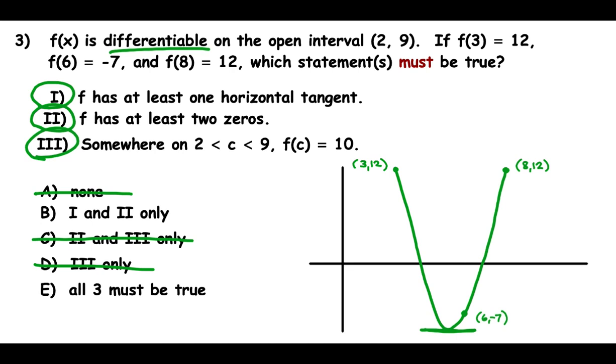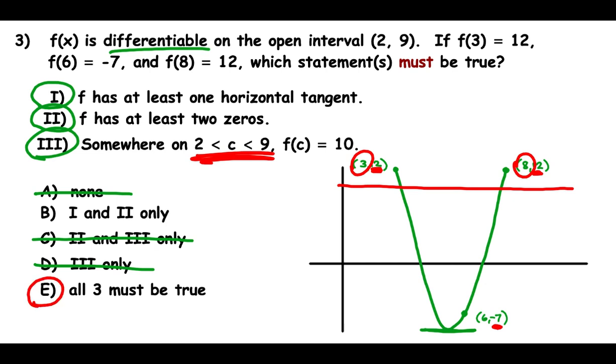The reason I know that is because f of c equals 10 is the same as y equals 10. Horizontal line. The graph must cross that at least twice. That, again, is intermediate value theorem because 10 is between 12 and negative 7. And you're actually heading back up again, so it actually occurs twice. And if it happens between 3 and 8, then certainly it's going to happen between 2 and 9 because 3 and 8 are in that interval. So, yeah, all 3 of these were true. Choice E for number 3.